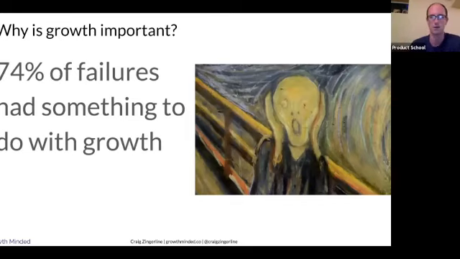And I would argue growth product management is one of the linchpins of running a successful startup or a successful business. 74% of failures, if you look at those last two charts, actually had something to do with growth. And growth I would use loosely, encompassing parts of product, and certainly a lot of market and marketing. So as a growth PM, you're really in this hypercritical role where you're going to influence a lot of things within the company.